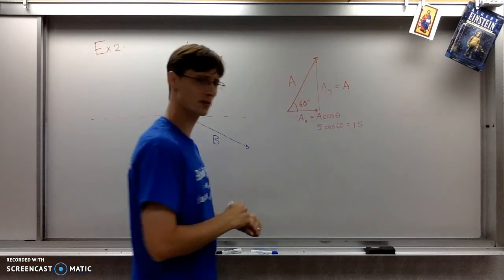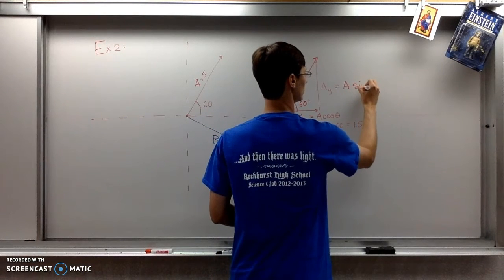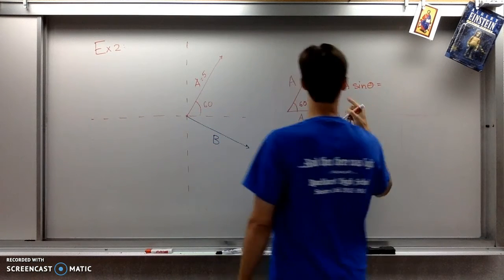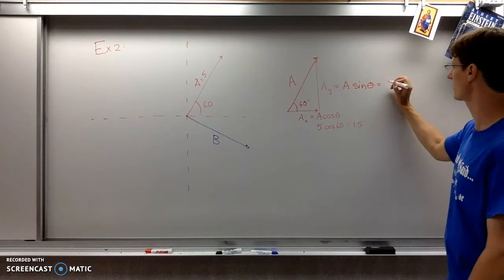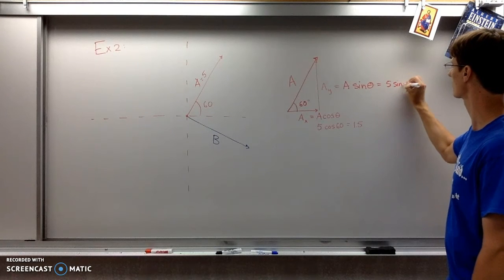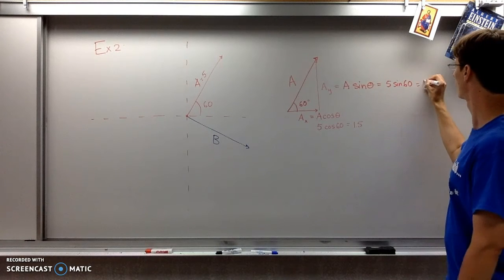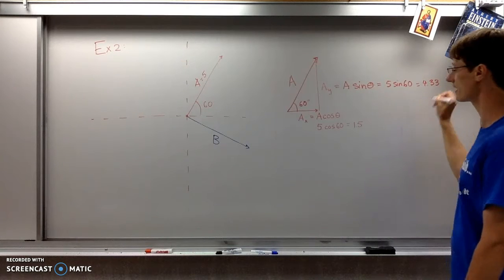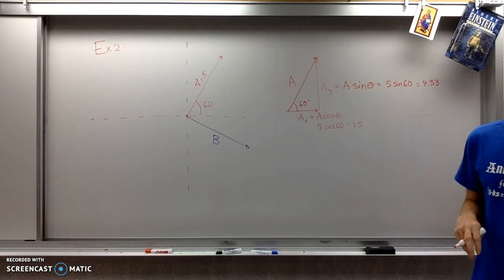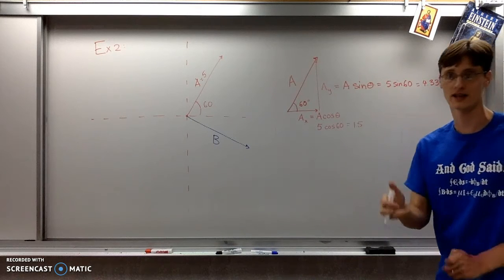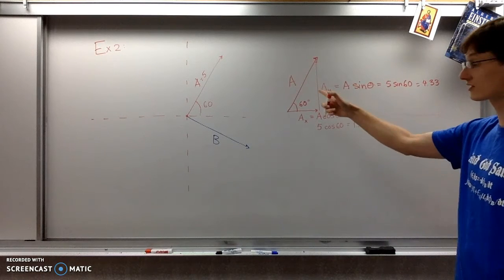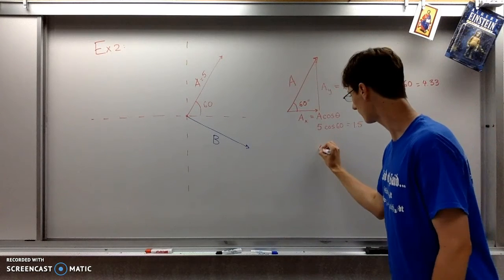Very good. It's proportional to the sine component. So A sine of theta. All right, 5 sine of 60 is going to be 4.33. I did that in my head. Actually, I didn't. I lied. I already had it worked out. Okay, so that means that vector A is this.